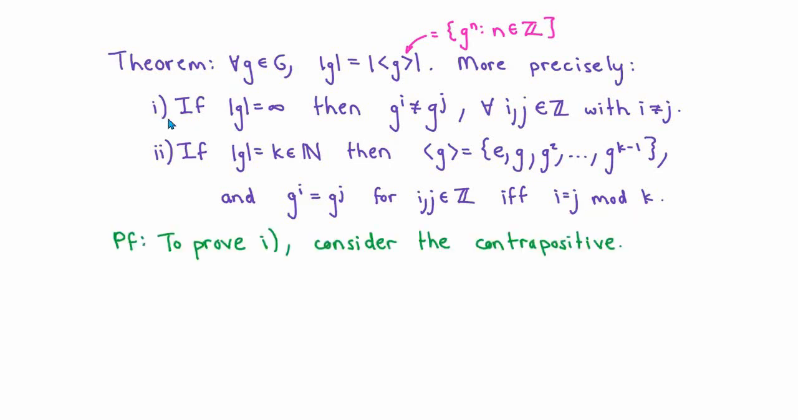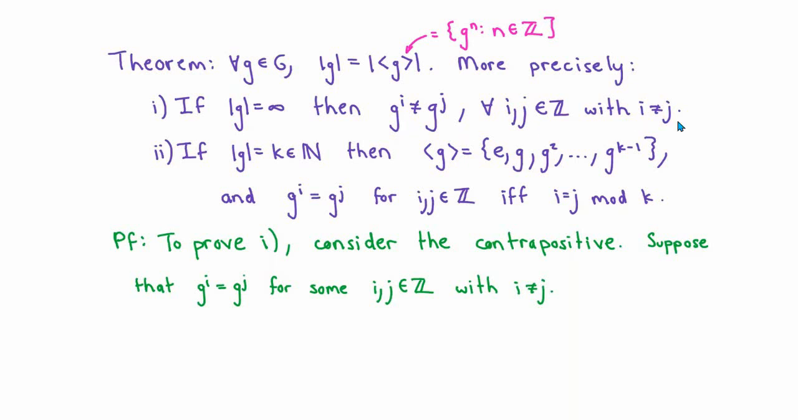The first statement here is a conditional statement, so it's logically equivalent to its contrapositive, and that's what we want to try to prove. So let's suppose that the negation of the conclusion holds, and what we want to prove is that the negation of the hypothesis holds. In other words, let's suppose that there are integers i and j, with i not equal to j, with the property that g to the i is equal to g to the j.